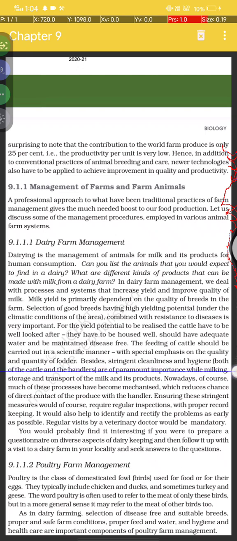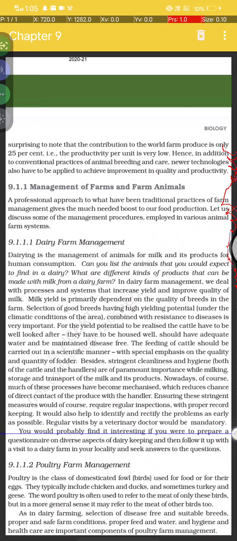Both the cattle and the handlers' cleanliness are of paramount importance while milking, and during the storage and transport of milk and its products. Nowadays, of course, much of these processes have become mechanized, which reduces the chances of direct contact of the produce with the handler. Ensuring these stringent measures would of course require regular inspection with proper record keeping. It would also help to identify and rectify problems as early as possible. Regular visits by the veterinary doctor would be mandatory.